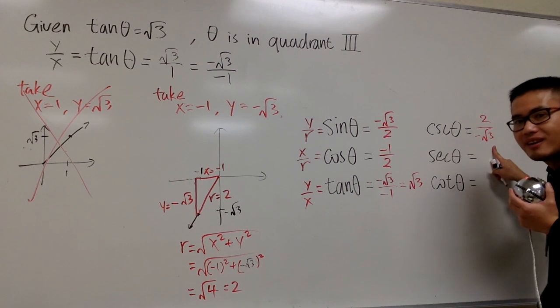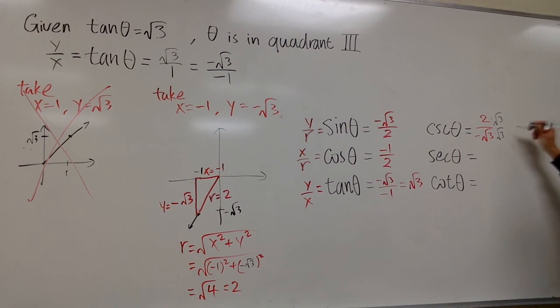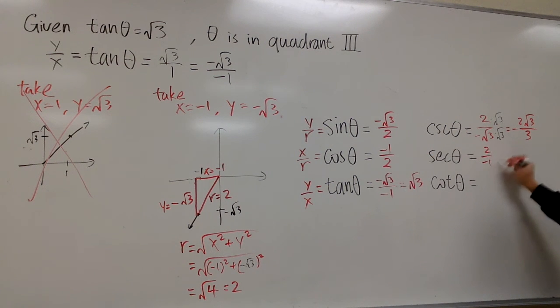But what can we do right here? Well, rationalize it. So let's multiply by square root of 3 on the bottom and also on the top. At the end, we'll say this is negative, and let me just put the negative in the front. Doesn't really matter that much, right? 3 on the bottom, and we have 2 square root of 3 on the top, like this. Secant theta is 2 over negative 1. And of course, we can write this as negative 2.